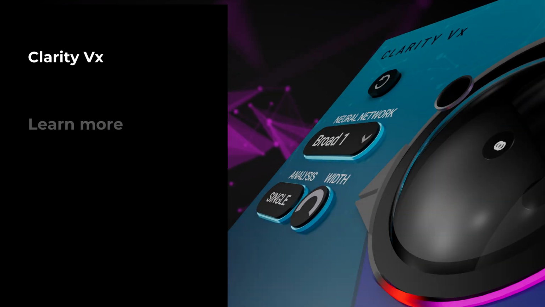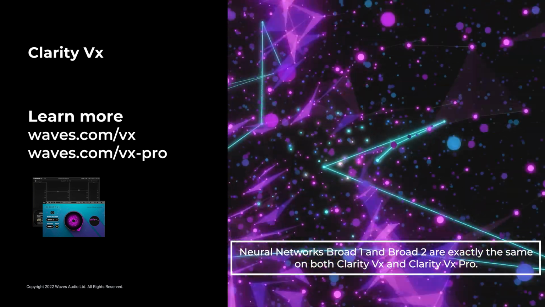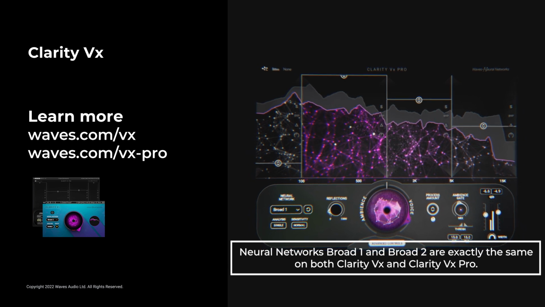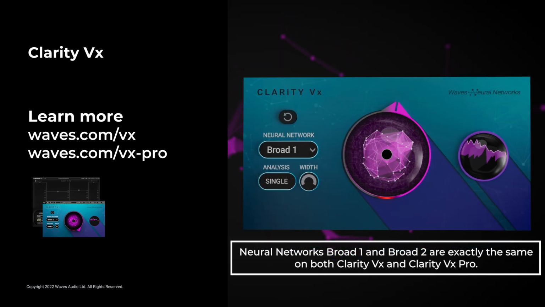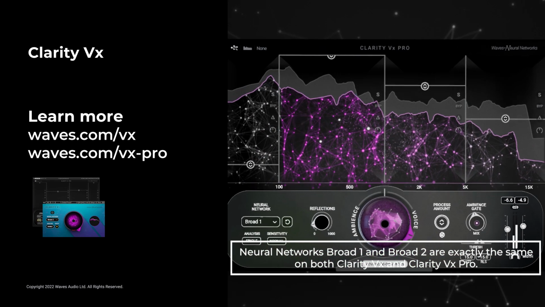In this video, you learned how to use Clarity VX to clean up voices in a busy location. You can choose between neural networks to control the relationship between main and secondary voices. Experiment with Broad 1 and Broad 2 to decide which is the best way to approach the scene.